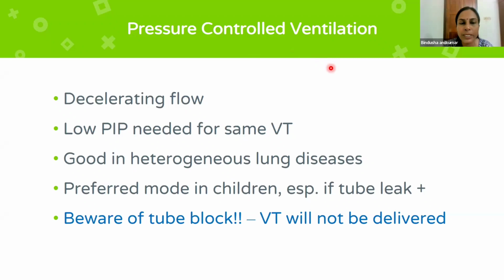In children, we may be putting in an ET tube without any cuff. So there may be some amount of tube leaks. So PCV is the mode which is usually used in children. But at the same time, we need to know that whenever there is tube block, the tidal volume will not be delivered. You are actually setting the pressure so that the ventilator will be delivering the pressure, but the child may not be getting the tidal volume. So whenever you are keeping a patient on the pressure control ventilation, the volume alarms are very important. Okay, we need to set the tidal volume and also minute ventilation alarms.